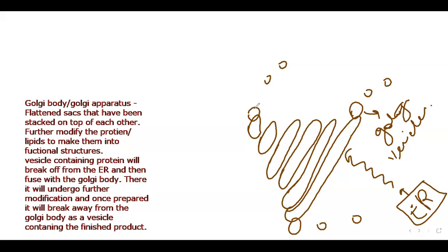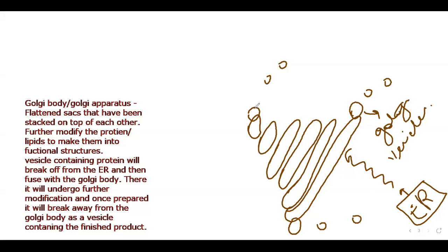And now this vesicle has the finished product. It has the finished hormone. So now it can go to the cell membrane and it can be released into the bloodstream or wherever it has to be released. So that is what the Golgi vesicle does. It collects, processes, and sorts molecules, right? It gets them ready for transport.